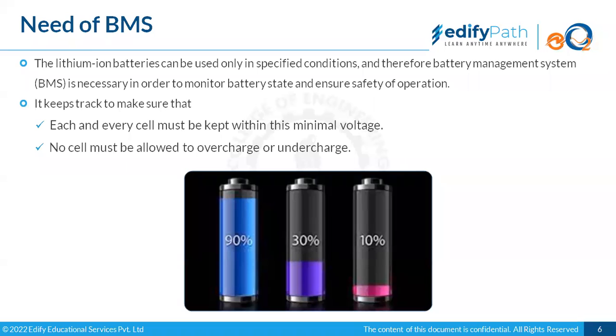Need of a BMS. Lithium ion batteries can be used only in specified conditions, and therefore a battery management system is necessary in order to monitor battery state and ensure safety of operation. It keeps track to make sure that each and every cell is kept within the minimal voltage. No cell must be allowed to overcharge or undercharge. As we discussed earlier, a battery pack is a combination of cells. Cells are combined to form a module, and then modules are connected to form a battery pack.